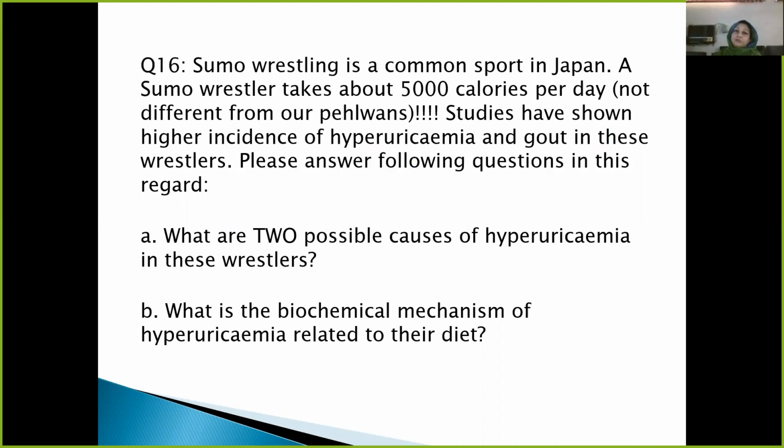Question 16. Sumo wrestling is a common sport in Japan. A sumo wrestler takes about 5,000 calories per day, not different from our pahalwans. Studies have shown a high incidence of hyperuricemia in these wrestlers. Please answer the following. What two possible causes of hyperuricemia in these wrestlers, and what is the biochemical mechanism of hyperuricemia related to their diet?